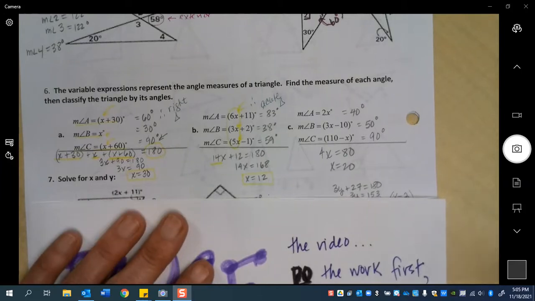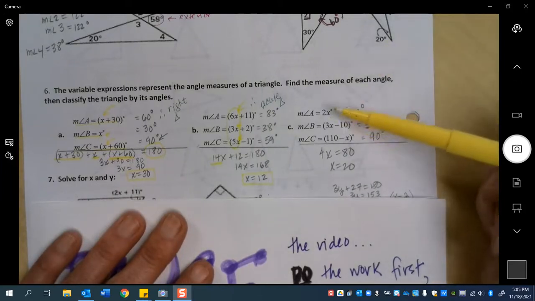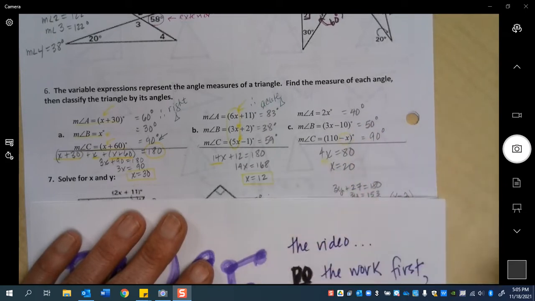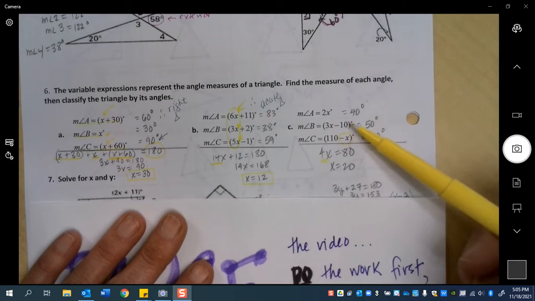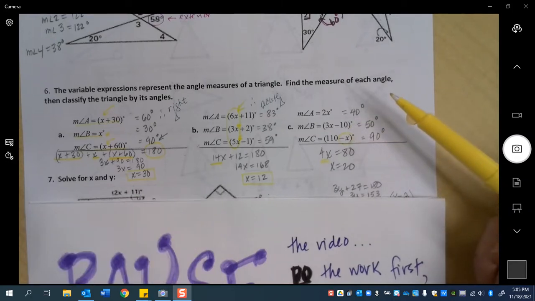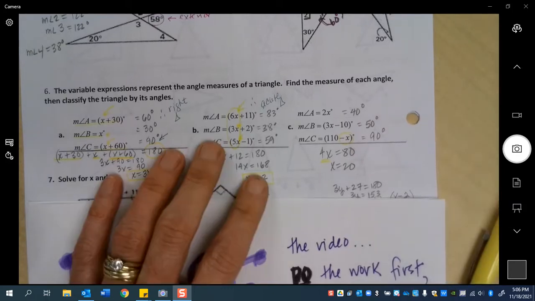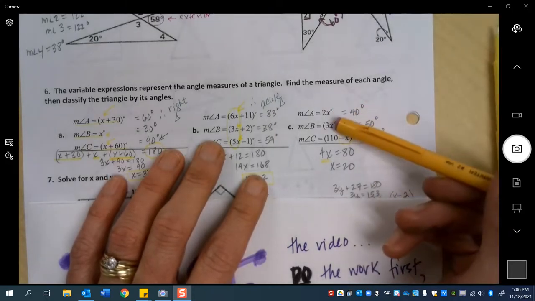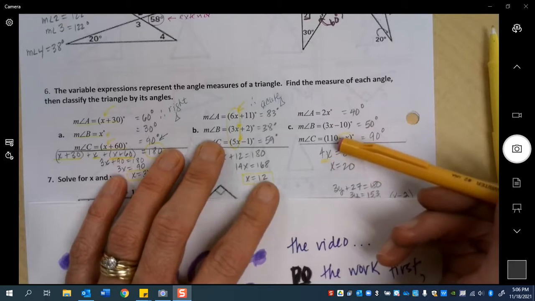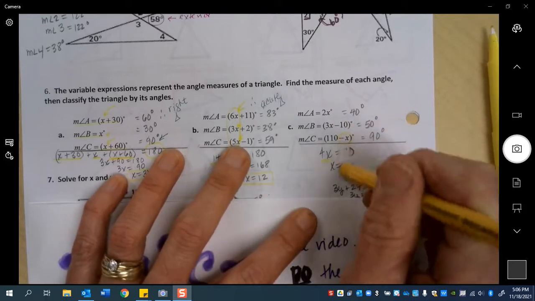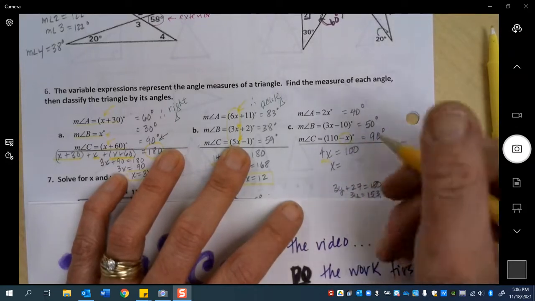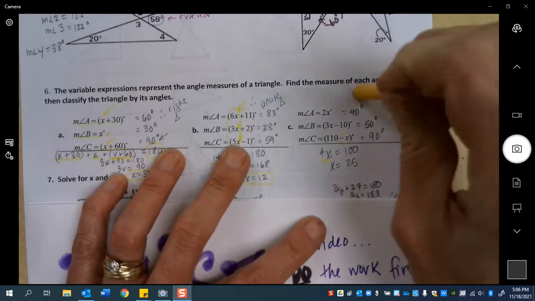All right, so for C, again, I went ahead and added up 2x plus 3x, and this is minus 1x, so that's how I got 4. 110 minus 10 should have been, let me check this one. All right, looks like I'm going to have to fix this one. 2x plus 3x is 5x minus 1x is 4x. 110 minus 10 is not 80. It's 100. 100 divided by 4 is 25.